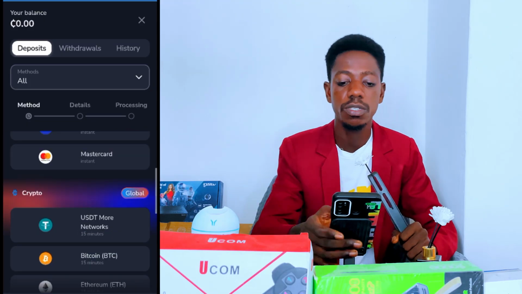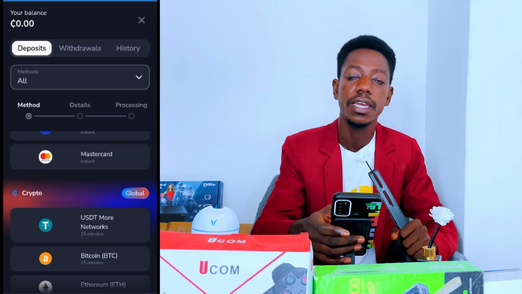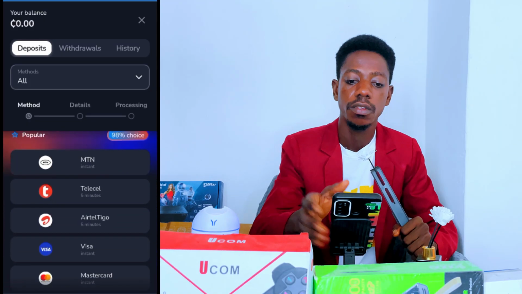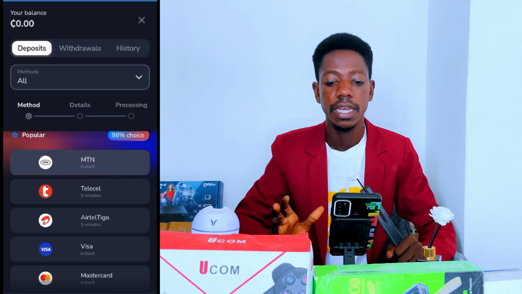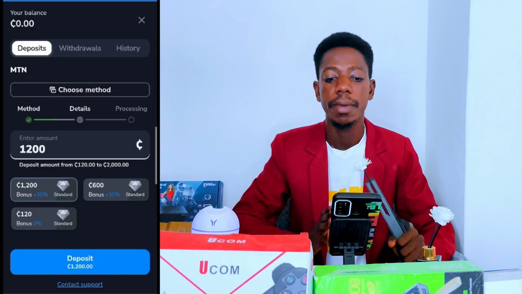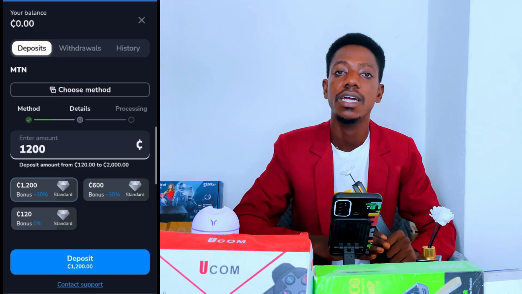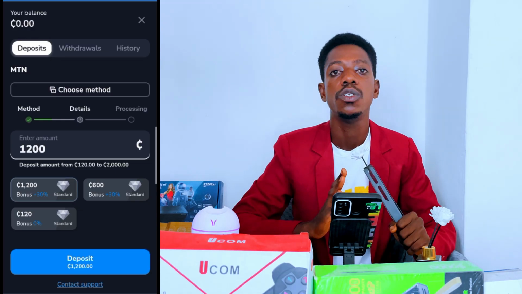So I'm interested in using mobile money to make deposits. So you just select the payment method. If you want to use MTN, click on MTN here. So after choosing the method, then here I enter the amount that I want to deposit.